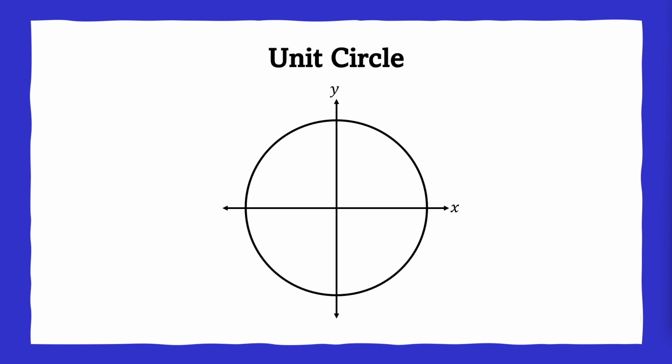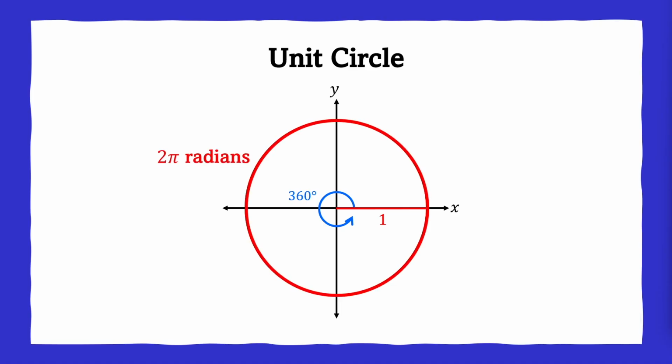A radian measures an angle based on the arc length in a circle. In a unit circle, where the radius is 1, the arc length of a sector is equal to the angle in radians. Since the full circle has a circumference of 2 pi, a full turn, 360 degrees, corresponds to 2 pi radians.